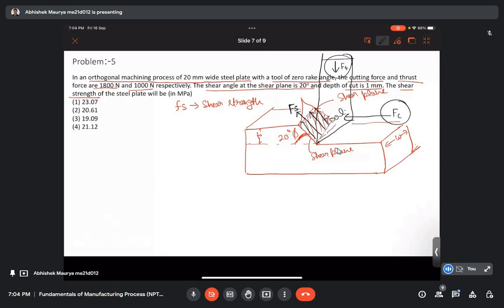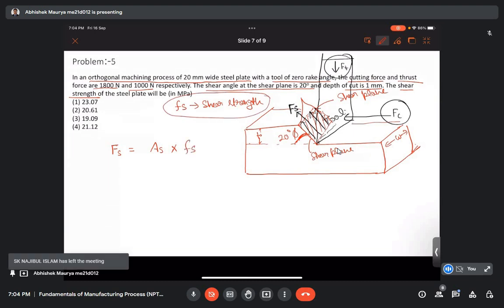But there are some relations through which we can find the shear force, and that is given by: Fs is the shear force along the shear plane, and this is equal to the area of the shear plane multiplied by the shear strength.